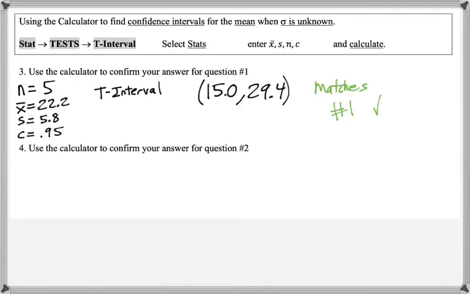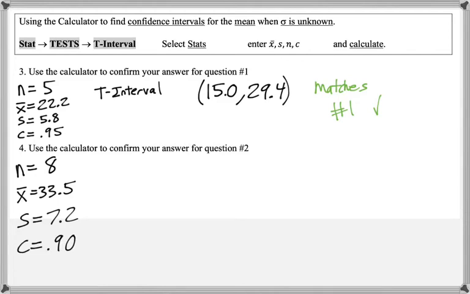Use the calculator to confirm your answer for question 2. So the information was n is equal to 8, the sample mean is 33.5, the sample standard deviation is 7.2, and the level of confidence is 0.90.